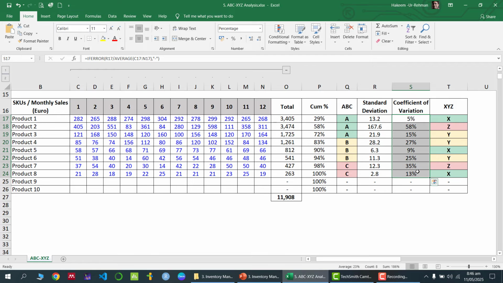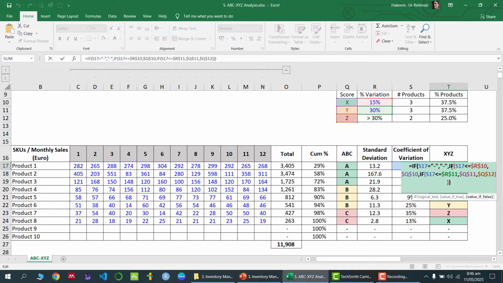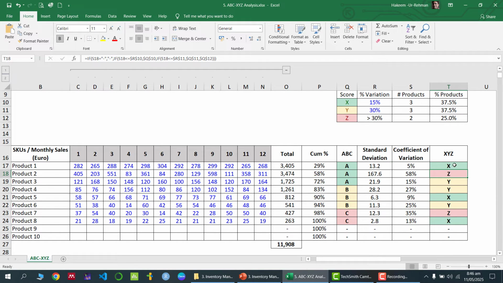That is why it is showing me the percentage. Now I have applied this criteria: if the coefficient of variation is less than or equal to 15%, it should be considered as X category. If the coefficient of variation is more than 30%, it is going to be Z, and if it is 15% to 30%, then it is going to be considered as Y category. Based on that, we can classify into X, Y, and Z categories.